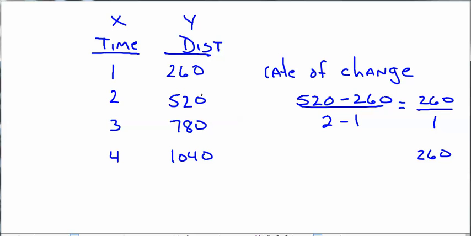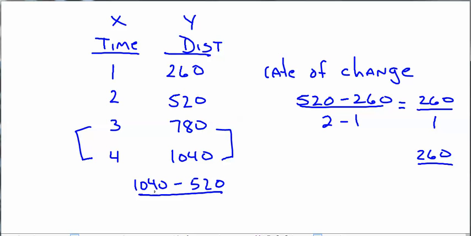That's always the first two things in the y and the x. It's always the first two numbers that you do the equation by. Or you can pick any two, and you still get the same number. If you took your 1040 minus your 780 and your 4 minus 3, you're still going to get 260. If you took 1040 minus 520, you would divide that by what? 4 minus 2.